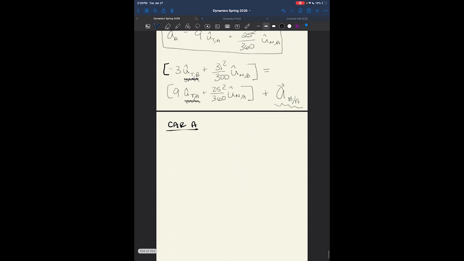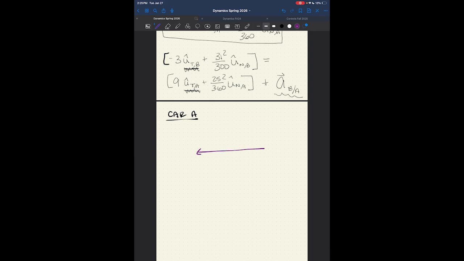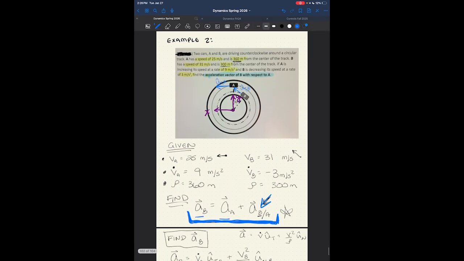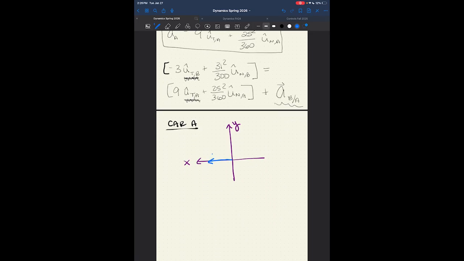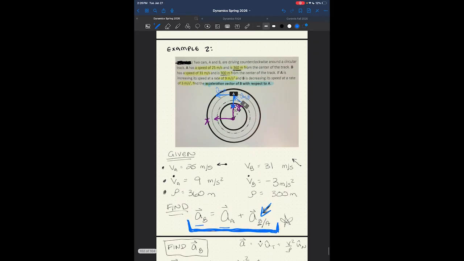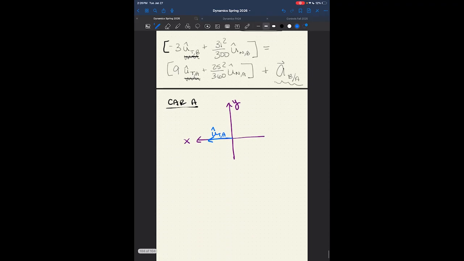Let's say I'm going to draw my Cartesian coordinate system that looks like this: x, y. And then smack on top of that, I'm going to draw the normal and tangential coordinate system that I already chose for A. The tangential direction for A is directly to the left. This is my u hat t a vector. And the normal direction for A points into the center of the curve, or center of the circle, so it points directly down, like this, u hat n a.